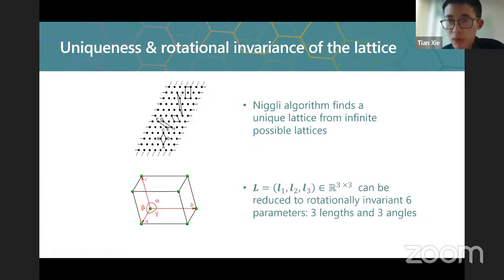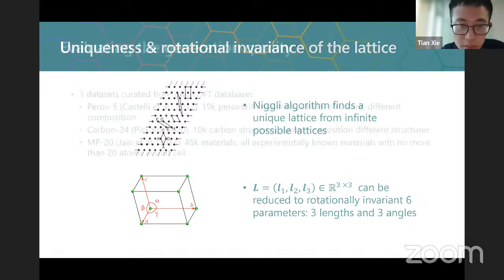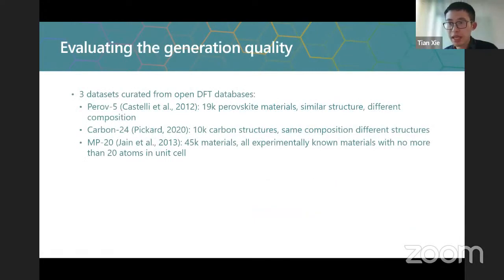In addition, we also want to have a rotationally invariant representation of the lattice. Basically, you can represent this lattice with these three lattice vectors, but if you rotate the lattice, it will still be the same material. So in our prediction, we actually reduce that into 6 parameters: the lengths of these 3 vectors and the angles between them. This is a unique representation that is invariant to the rotation of the material. And so this is basically a big idea about our new network architecture.